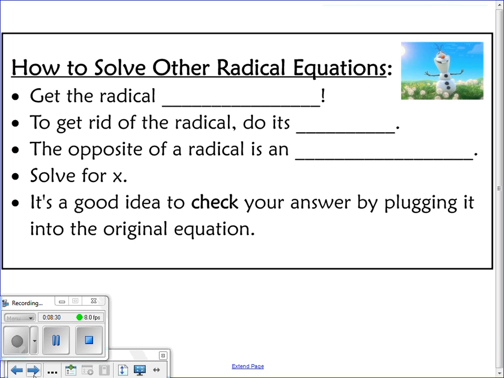All right. But how do you solve other radical equations? So you're going to get the radical by itself or alone. To get rid of the radical, do its opposite. Does this feel very familiar to what we just did? The opposite of a radical is an exponent.